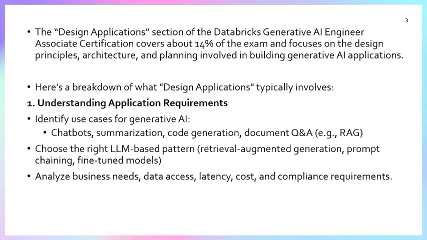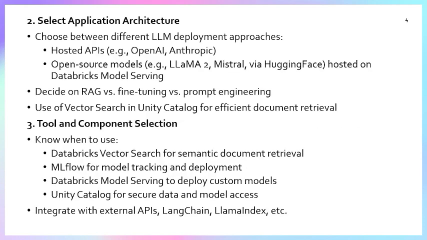Here we also have to choose the right LLM model based on the pattern, analyzing business needs, data access, latency, cost, and compliance requirements. Section 2 is the application architecture. In the application architecture, you choose the different types of LLM deployment approaches like hosted API or open source model, and decide on RAG versus fine-tuning versus prompt engineering. These are the topics which will come. Use vector search in Unity Catalog for efficient document retrieval.